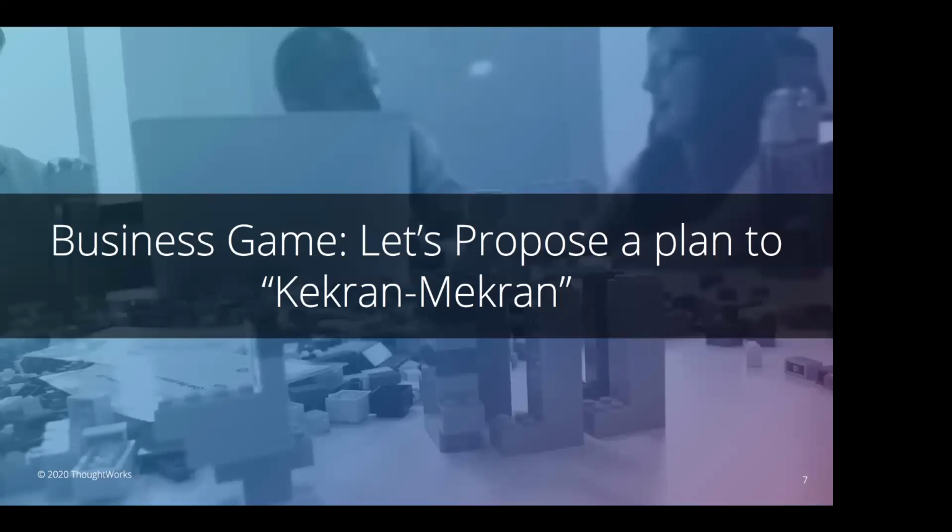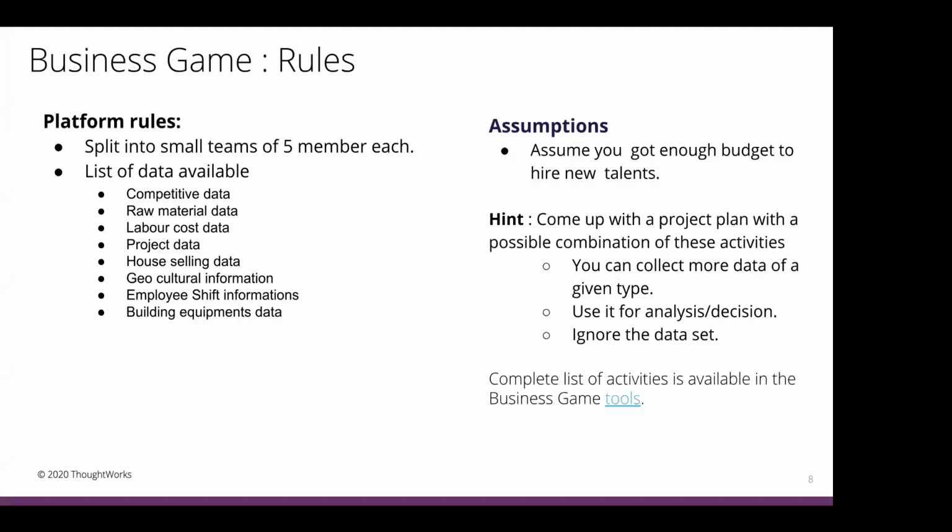So let's get into the game. Now you have the situation of the Kekron Mekron company, and you are going to propose a plan for that company to become a data driven organization. The rules are very simple. You are going to split into teams of 5 members each. You will have the list of data, not the actual data, don't worry about it. Also assume you have enough budget to execute your plan. You can hire data scientists, data engineers, developers, whoever you want. You have enough budget to do all those things.